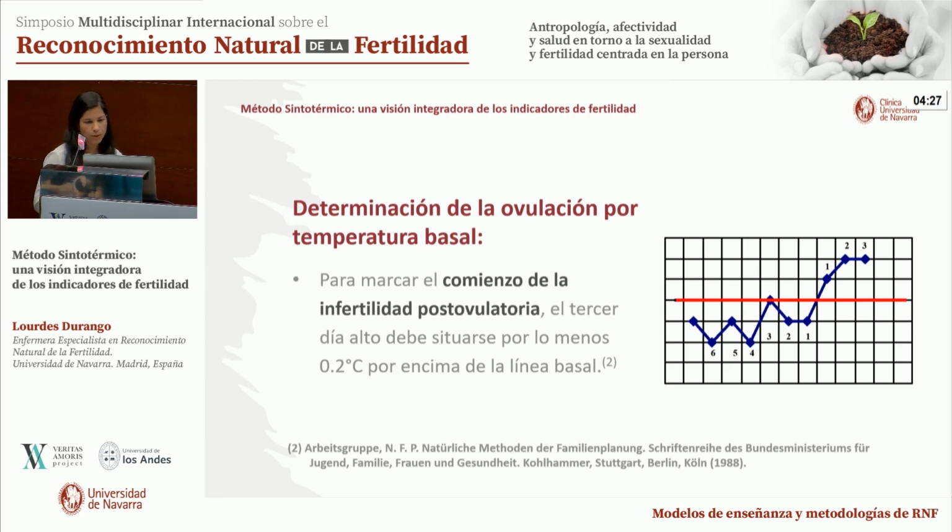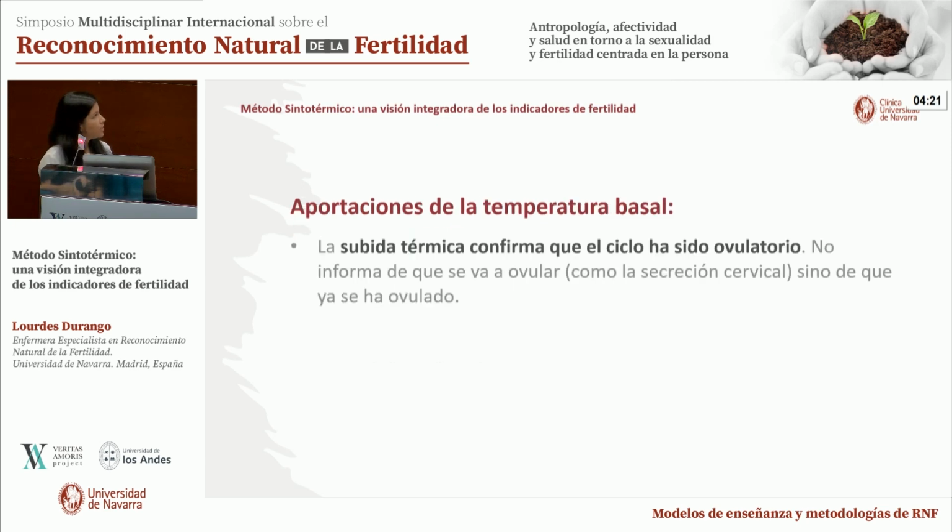There are some exceptions to this rule that require more explanation, and I'm not going into details because we don't have enough time for that. What is baseline temperature giving us? Well, on the one hand, the thermal increase confirms that the cycle has been ovulatory. If the temperature doesn't go up, we haven't ovulated. We are in an anovulatory cycle.